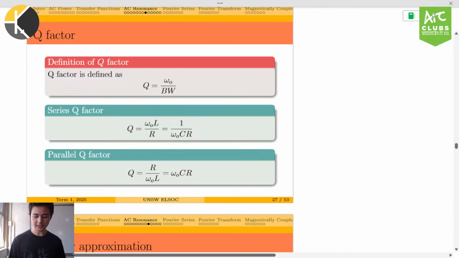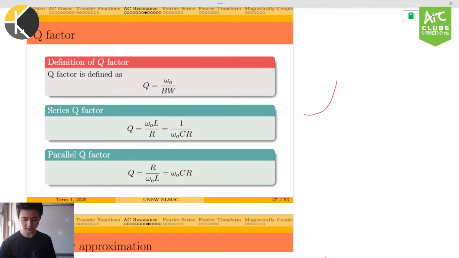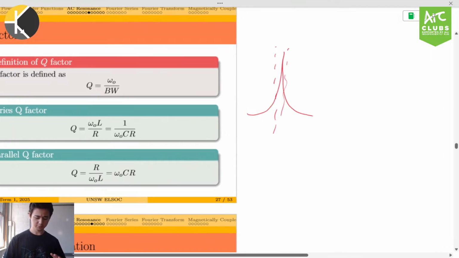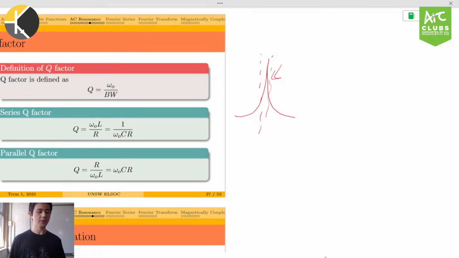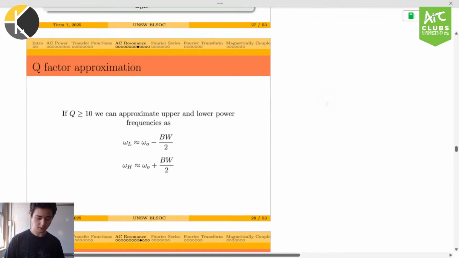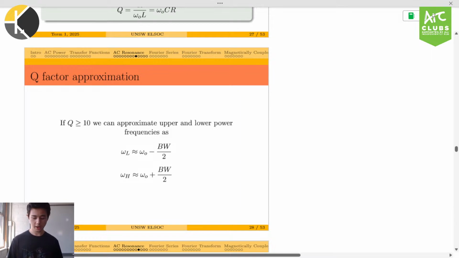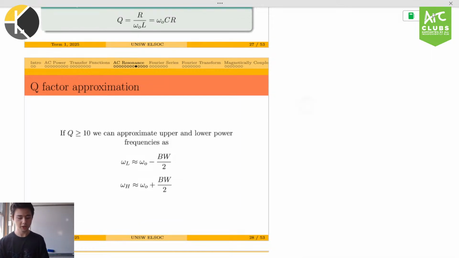Q factor, I guess, graphically is your indication of how selective a filter is. What I mean by that is if you have a very tiny bandwidth, it only picks out a certain number of frequencies if you use that as a transfer function. More relevant in later years, but it is a very nice indicator for the shape of your graph. It also indicates that if you have a high Q factor, your peak looks very symmetrical, which allows us to use our Q factor approximation of our upper and lower half power frequencies.